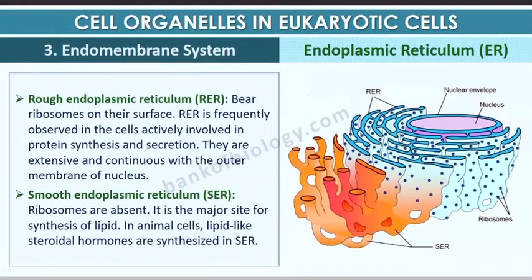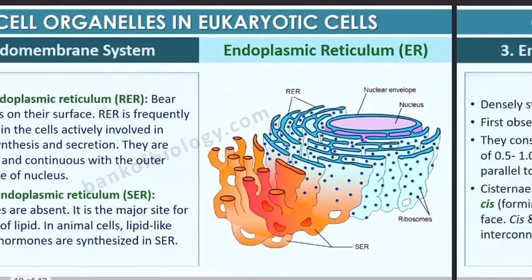On the other hand, SER, obviously ribosomes will not be there. They are absent. It is a major site for synthesis of lipids. Look at that. RER is mainly protein synthesis. SER is mainly for lipid synthesis. Lipids means fats. So in animal cells, lipid-like steroidal hormones are synthesized in SER. This you must remember. This is very, very important.